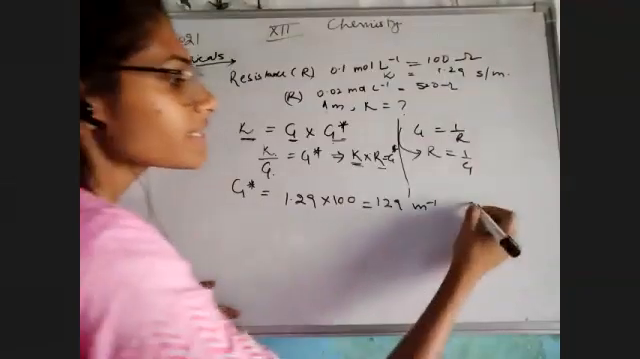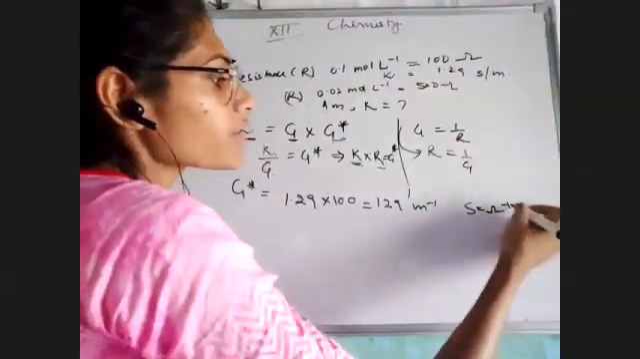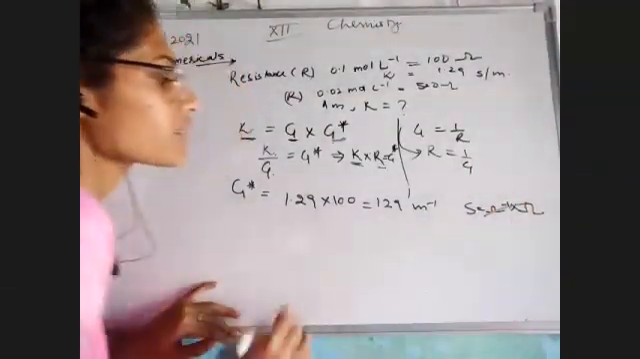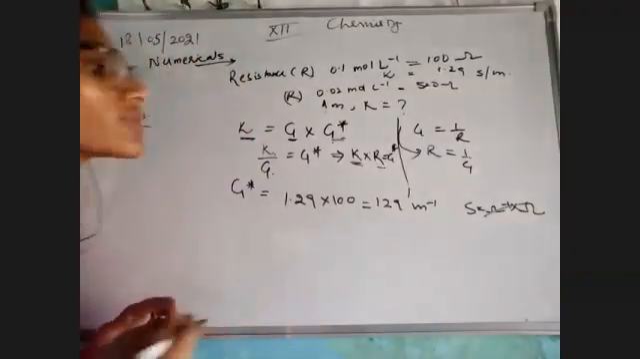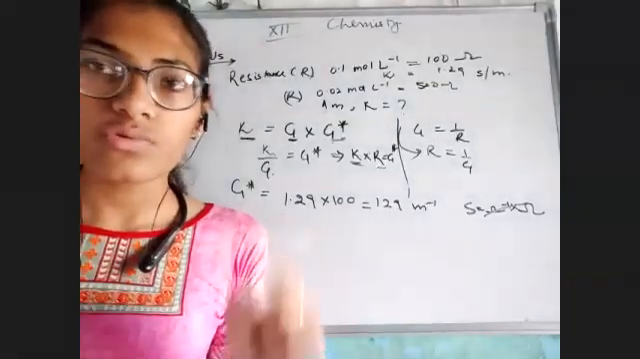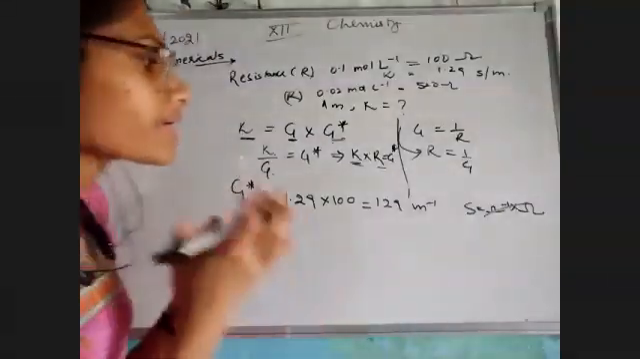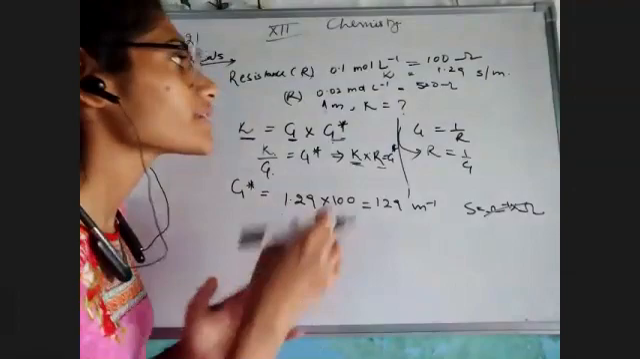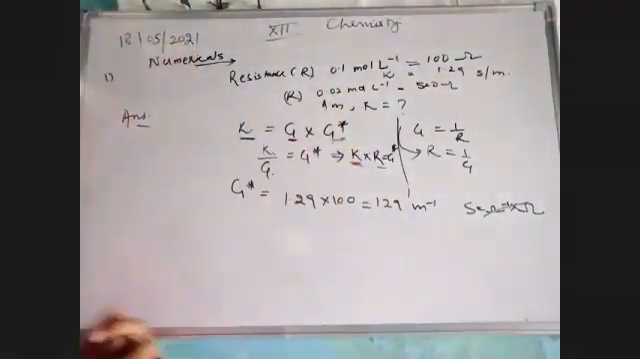Okay, because Siemens is equal to ohm inverse, and ohm inverse into ohm would be cancelled out. So G star would be equal to 129 per meter. Now I have already told you that if we have calculated our G star, the cell constant, that would be also valid for 0.02 mole per liter.